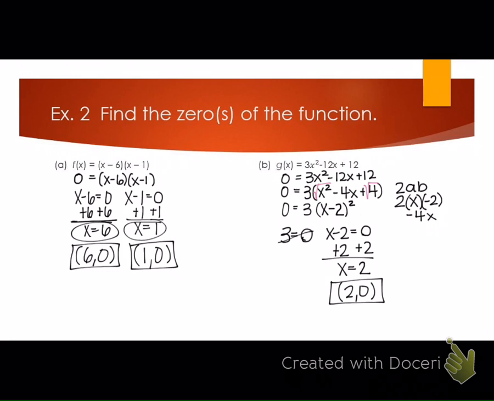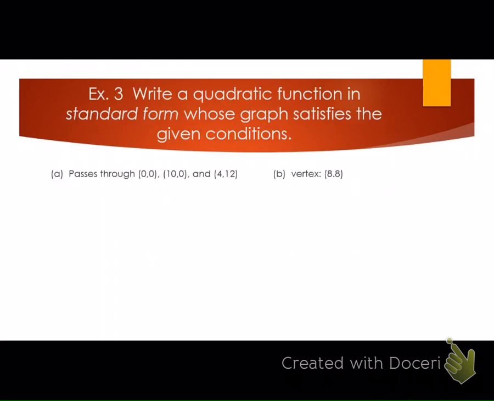All right? Now, example number 3. It says, write a quadratic function in standard form whose graph satisfies the given conditions. It's very important that you understand they want the final answer in standard form. It doesn't mean we're going to start with standard form. And we've only learned 3 forms, so this should not be too difficult. All right, look at letter A. It passes through (0, 0), (10, 0), and (4, 12). Before we do this, let's write down standard form so we know what we want our final answer to look like.